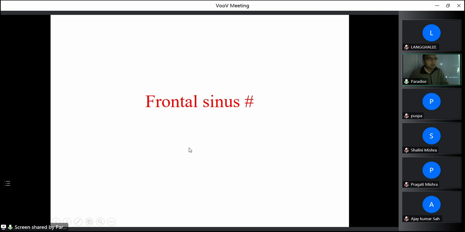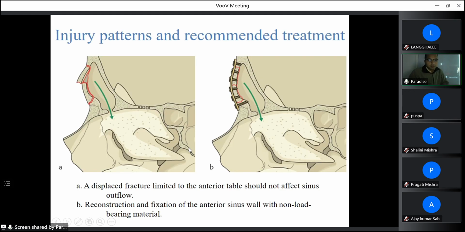Okay, let's move to frontal sinus fracture. So, injury pattern and recommended treatment. A displaced fracture limited to the anterior table should not affect the sinus outflow. Okay, so only the anterior table fracture. As you know, in the frontal sinus, there is an anterior table, there is a posterior table, there is the presence of an air cavity, and there is the outflow of the frontal sinus, and it will drain into the nasal cavity.